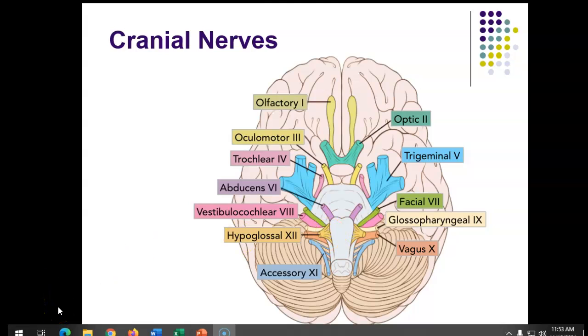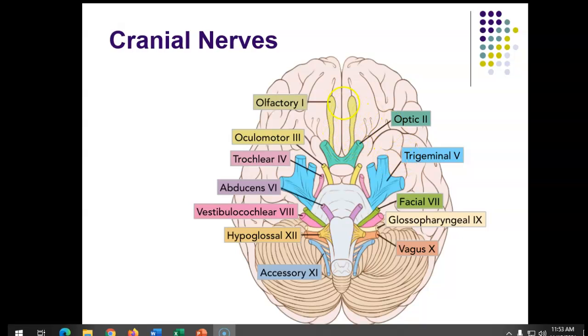So we'll start with cranial nerve 1, which is also called the olfactory nerve. This nerve is responsible for transmitting sensory information to your brain regarding smells that you encounter. So that's cranial nerve number 1. Going down to cranial nerve number 2, this is the optic nerve. Your optic nerve is the sensory nerve that involves vision.